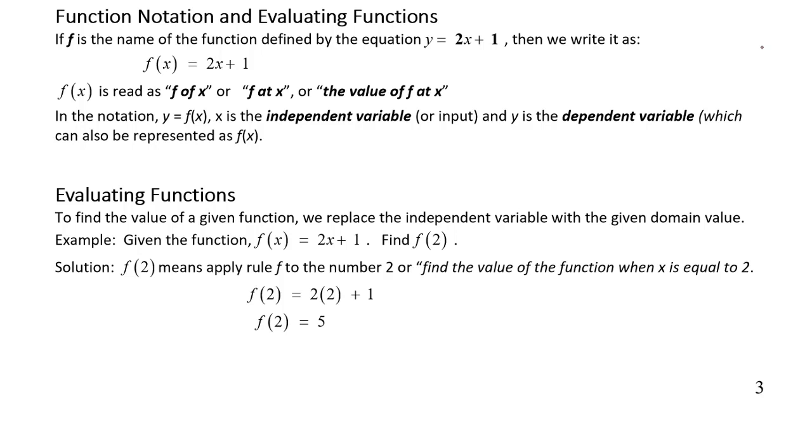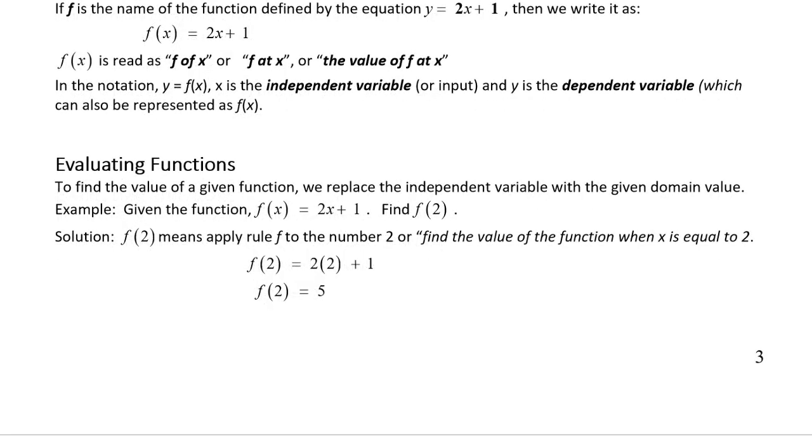x is the independent variable or input, or sometimes you'll even hear it called the free variable. And y is the dependent variable, which also can be represented as f of x. So I kind of just said that, but it's just very formal language. Remember, f of x is like your range. And x, or the input or the independent variable, is like your domain.